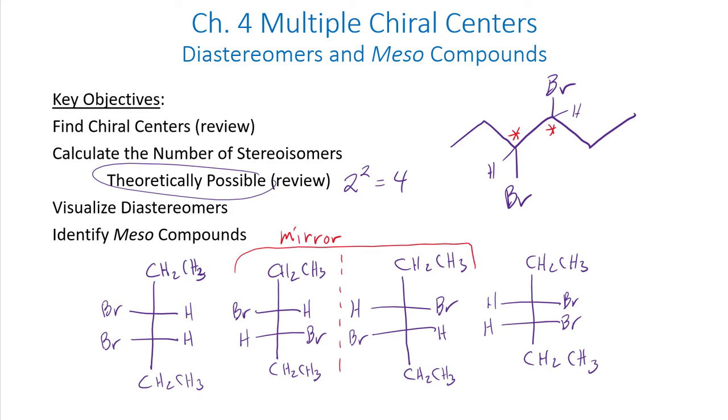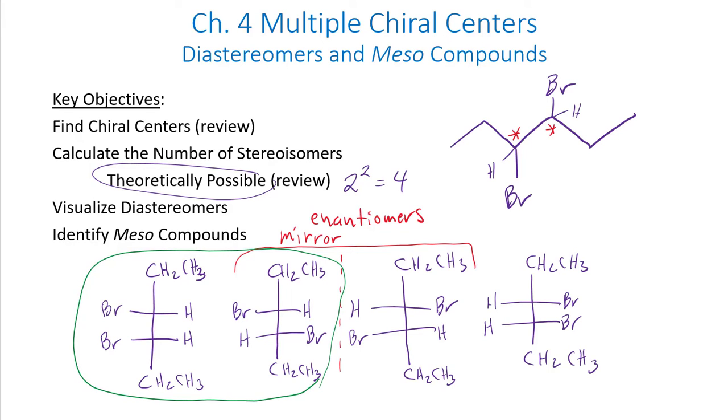And they're mirror images that you could not superimpose. So there's no way you can take the one on the left and put it on the right and have everything match. That makes them enantiomers. Notice also that the first two structures are stereoisomers, right? They're both 3,4-dibromo, but they're not mirror images. And stereoisomers that are not mirror images are called diastereomers.